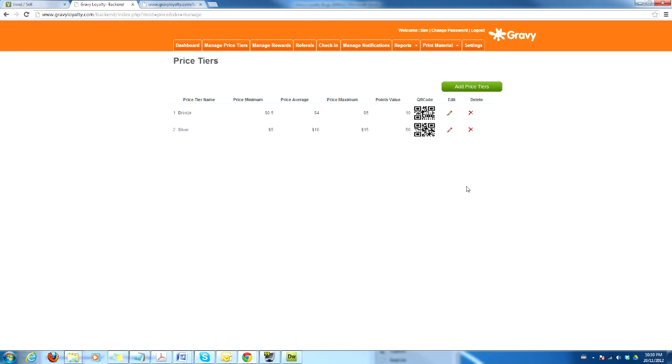Today we're covering the most important aspect of the Gravy Loyalty system, and that's price tiers. Price tiers allow you to set up different levels of tiers, effectively different price ranges, and for each price range you'll allocate a certain amount of points for that price. Each price tier will have its own unique QR code, so whenever a customer makes a purchase, all they do is simply scan the QR code for the corresponding tier and they'll get those points awarded to them.